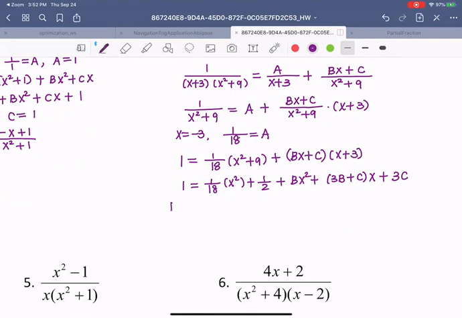Now b is going to equal negative 1 over 18. Here, cancelled. And 3c equals 1. So c equals, oh no, hold on. 3c plus 1/2 equals 1. C is 1 over 6, correct?